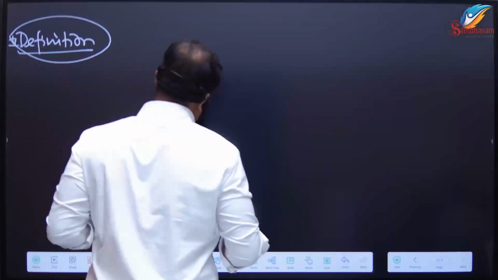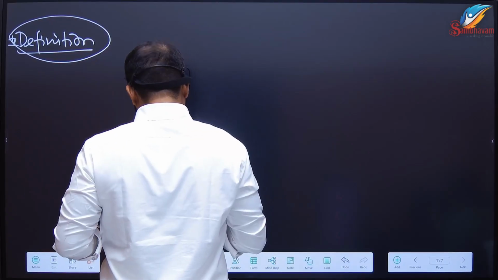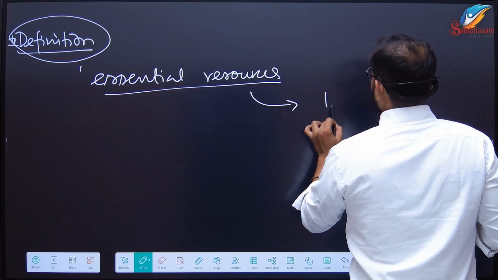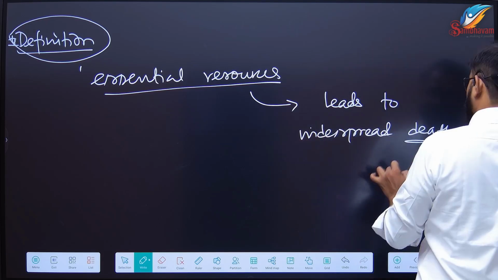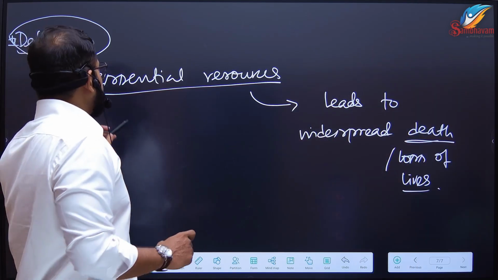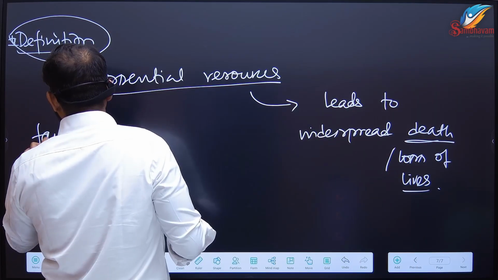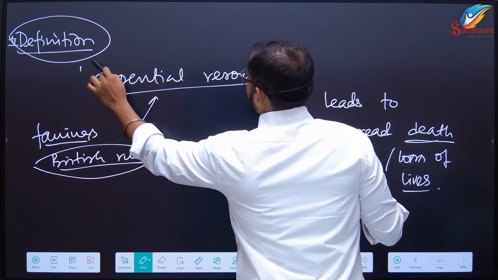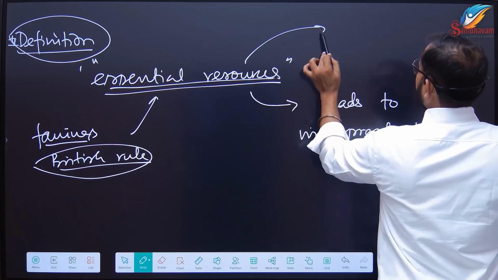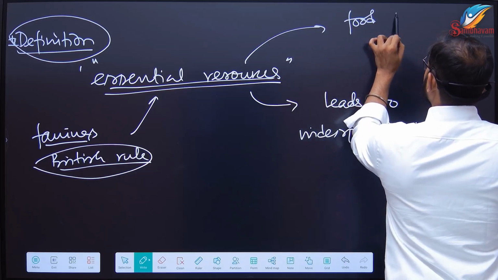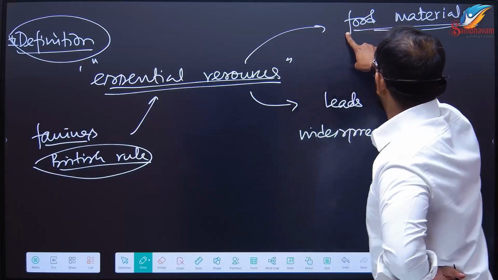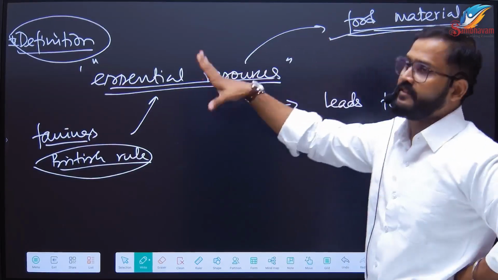Let's begin. Famine refers to non-availability of essential resources that leads to widespread death. That means loss of lives. Full stop. In the case of famines during the British period, during British rule, essential resources primarily mean food materials. So when we say famine during British rule, it is primarily non-availability of food materials. That is the definition of famine.